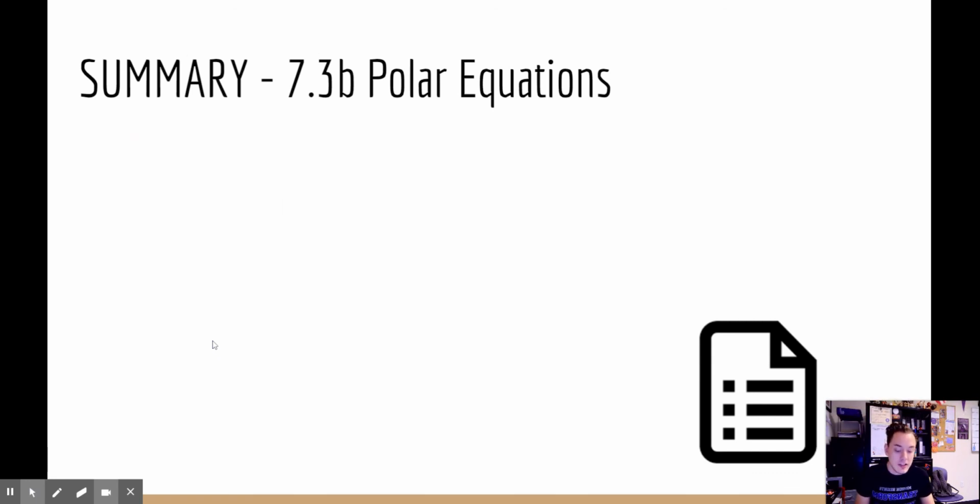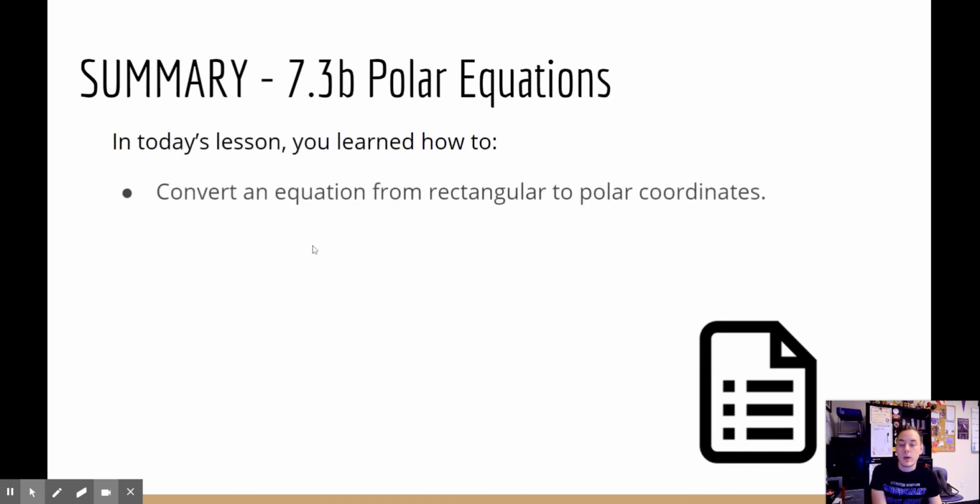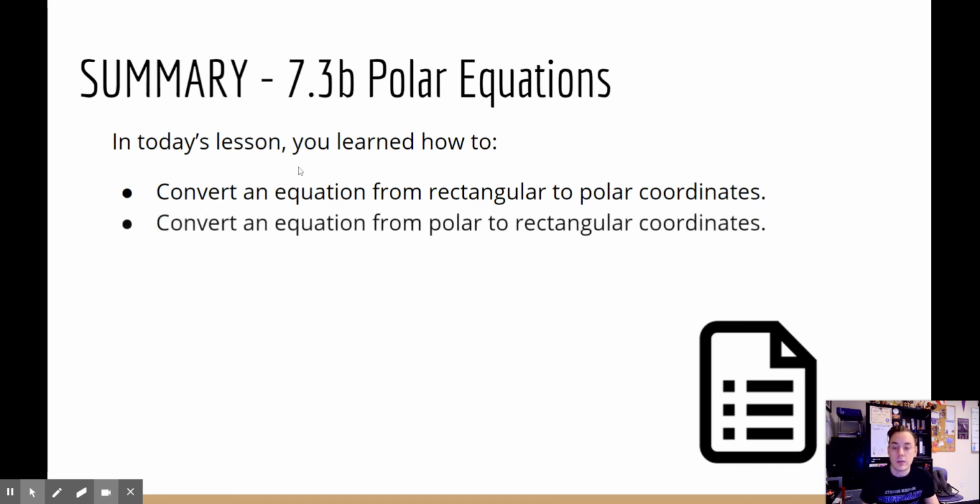I really like this lesson just because it was a lot of plug and chug, and a lot of identities, compiling everything together, and that's really why I like this lesson. Okay. So what did we learn? Polar equations. We learned how to convert an equation from rectangular to polar coordinates, and then we also learned to convert an equation from polar to rectangular. We didn't do a lot of calculator work, but that's okay. We're going to be doing a lot of Desmos in the next 2 days.